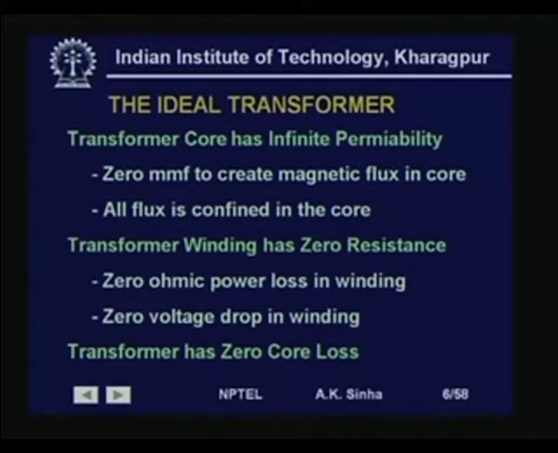Another assumption, or another property of the ideal transformer, is that the transformer winding has zero resistance. It simply means there is no power loss in this transformer, and there is also no voltage drop in this transformer. Another assumption that we make for an ideal transformer is that there is no core loss, that is, there is no hysteresis or eddy current loss in the core.